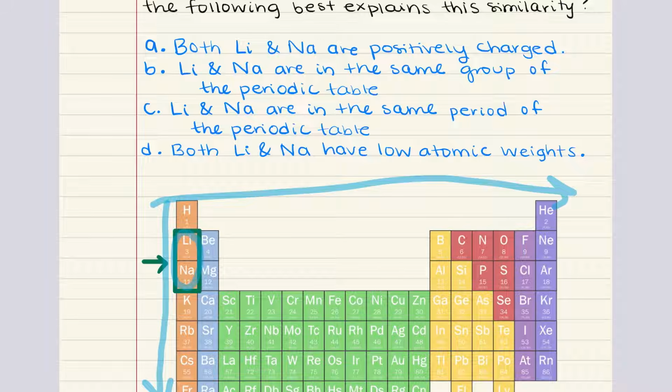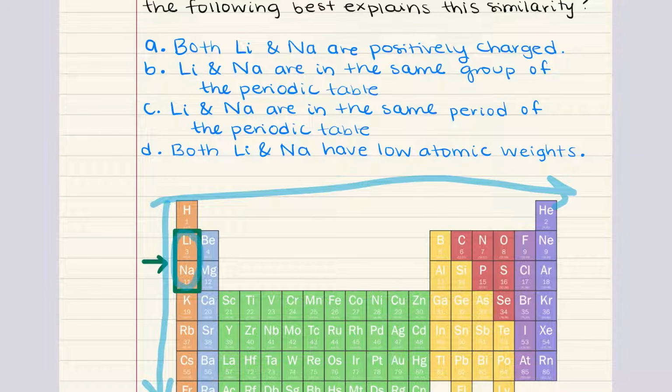Option A says both lithium and sodium are positively charged. While it is true that both lithium and sodium form positively charged ions, this fact alone does not explain why they have similar chemical properties. The positive charge is a result of losing one electron, but it doesn't really account for the broader similarities in their chemical behavior. Then option B says that lithium and sodium are in the same group of the periodic table.